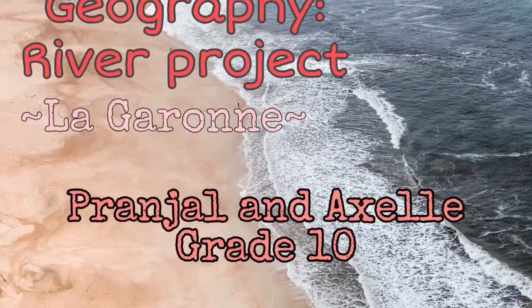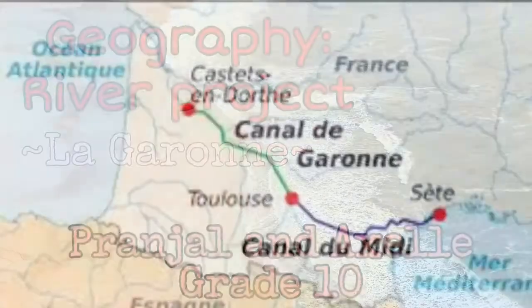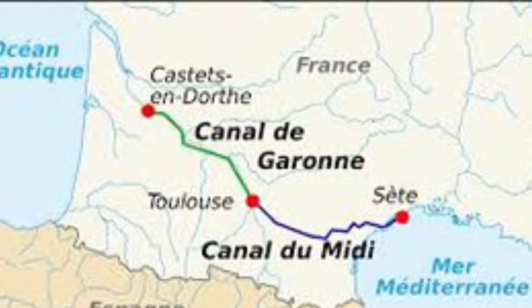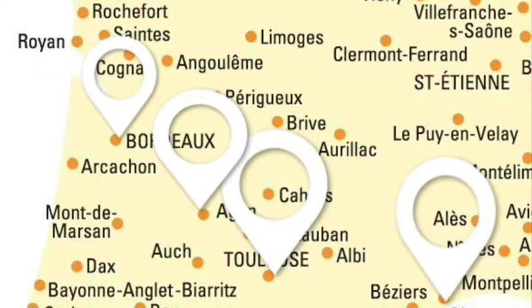Today we're going to be discussing the following question. How do physical processes and relief change the shape and the function of the river Garonne as it travels from source to the middle course? We want to help you understand the different courses of a river and their characteristics.